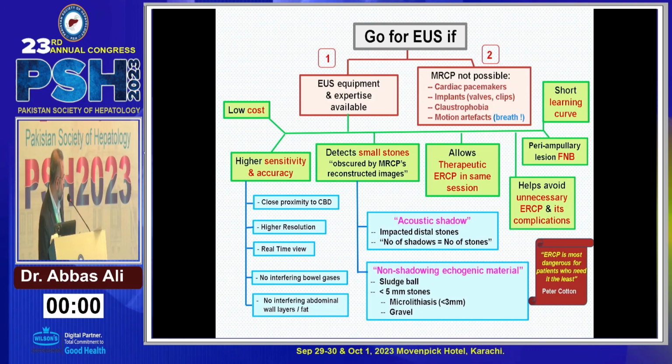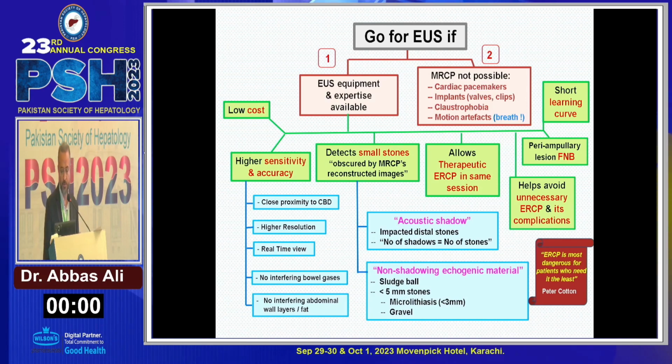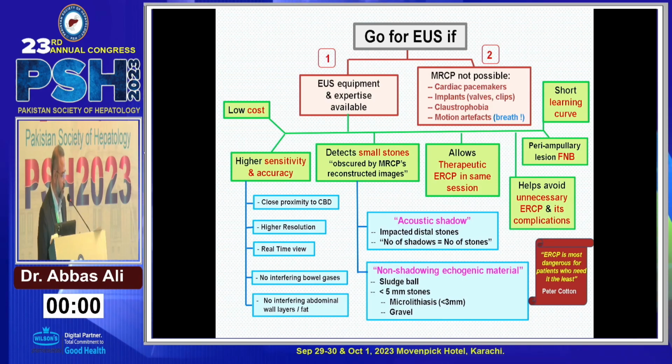EUS has a low cost. It has a higher sensitivity and accuracy because of its proximity to the CBD, high resolution and real-time view. Also, it can detect small stones because of its unique ability to demonstrate the acoustic shadow, and it can also pick up echogenic material which is not casting an acoustic shadow, down to a size of less than 5 mm. It can allow therapeutic ERCP in the same session, and if there is no stone, it can help avoid an ERCP. As Peter Cotton says, ERCP is most dangerous for patients who need it the least. Besides, EUS can also help you in identifying periampullary pathology and hence also biopsy it, which the MRCP can't, and also the learning curve is short.